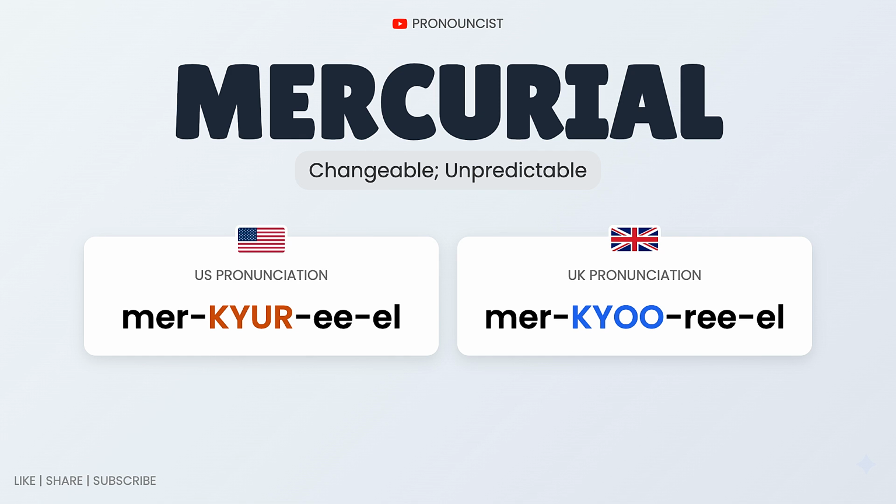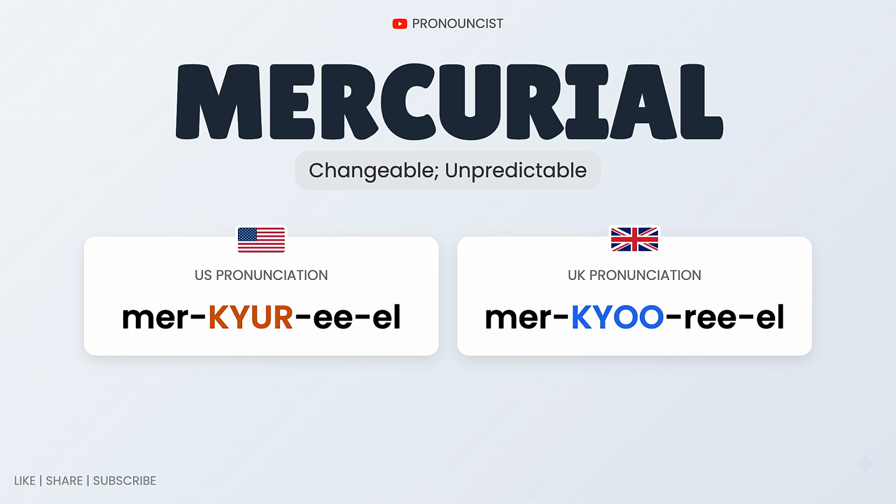Now, read the syllables of British pronunciation shown on the screen naturally. Mer. Q. Ri. El. Mercurial. Mer. Q. Ri. El. Mercurial.